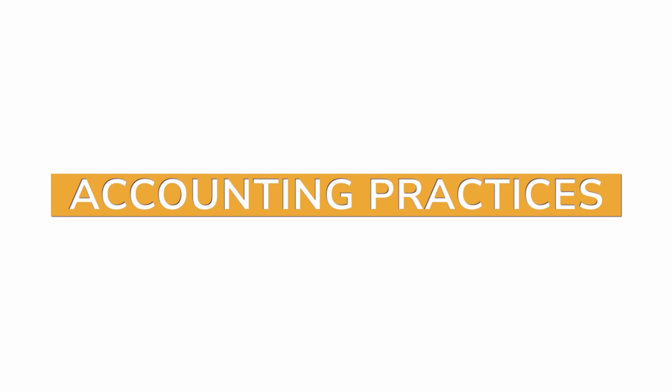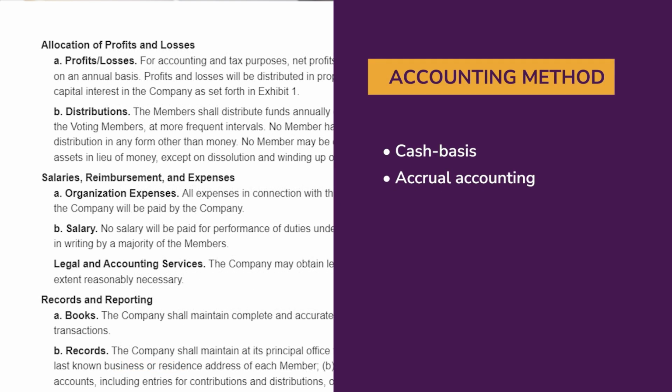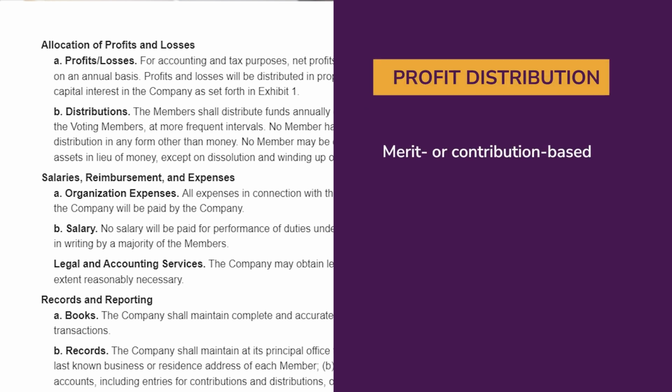Accounting practices. Your operating agreement should establish fiscal parameters, such as the fiscal year your business will use and the chosen accounting method. For example, cash basis or accrual accounting. It should also provide guidelines for profit distribution, which can be merit or contribution based.